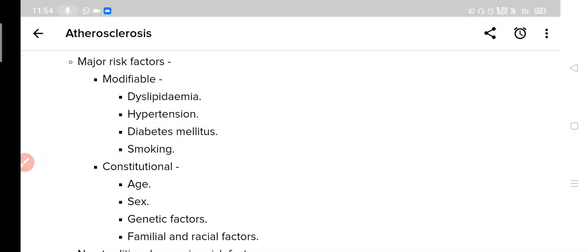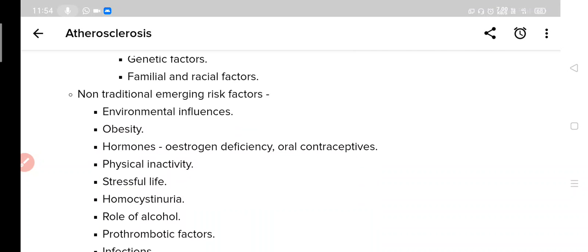First, modifiable risk factors: dyslipidemia, hypertension, diabetes mellitus, and smoking. Then constitutional risk factors: age, sex, genetic factors, familial and racial factors. We will study them later in detail. Today we will just read their names.